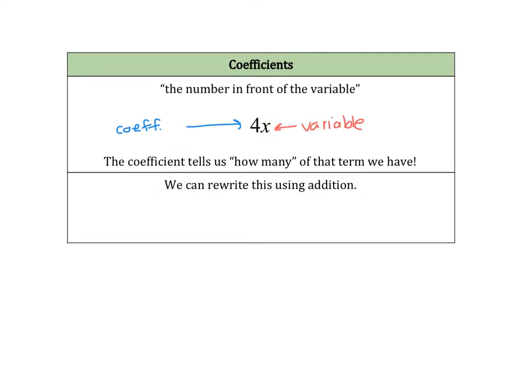So we can rewrite a term with coefficients using addition. If I have 4 x's, I can rewrite this as x plus x plus x plus x. So here all of my coefficients are 1. I have 1x, 1x, 1x, 1x, which gives me a total of 4 x's. So remember, you can always expand a term with a coefficient using addition like this.